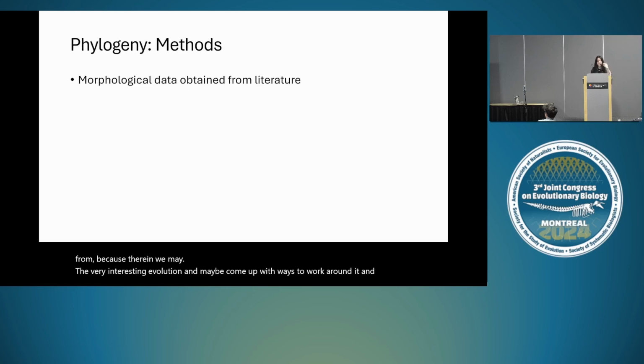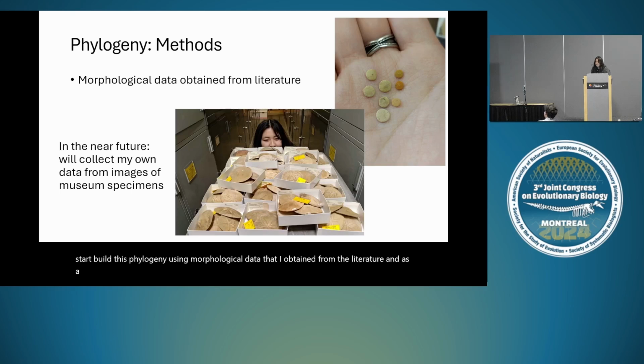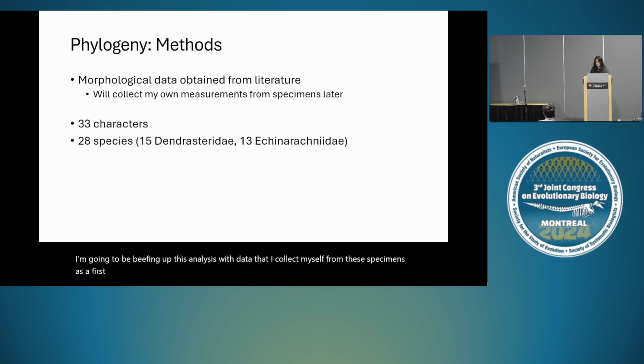And so to start, I built this phylogeny using morphological data that I obtained from the literature. And as a quick aside, I started this project last year in the first year of my PhD when I didn't even have 2 sand dollars to rub together. So to start on this without any specimens, I turned to the lit. And I later corroborated my coding with specimens that I worked with in a very recent museum trip. And we got thousands of images on this trip, some of which you will see later today. But I'm going to be beefing up this analysis with data that I collect myself from these specimens. As a first pass, the literature data should be okay.